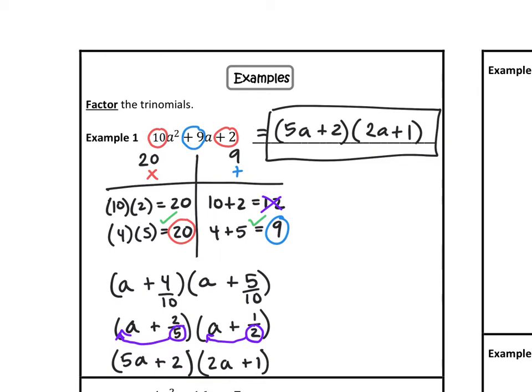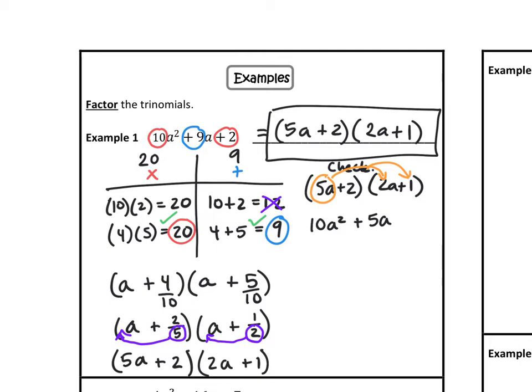Yeah, definitely. So let's try it out. Let's check it. To check it, we're going to have to multiply. We're going to multiply 5A out, and 5A times 2A is 10A squared. 5A times 1 is 5A.